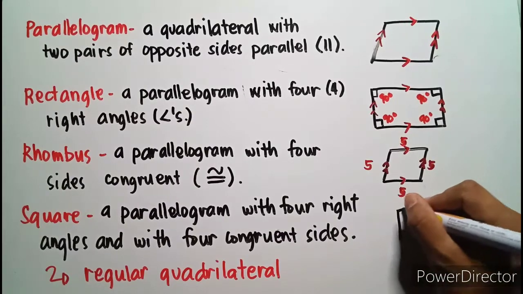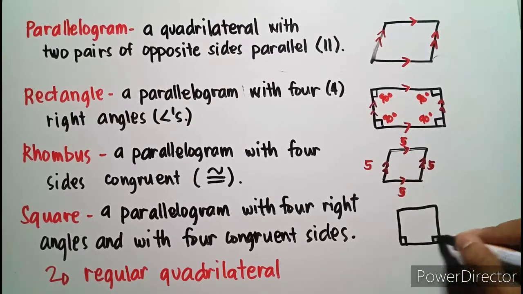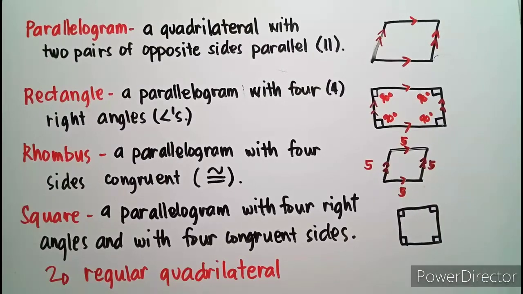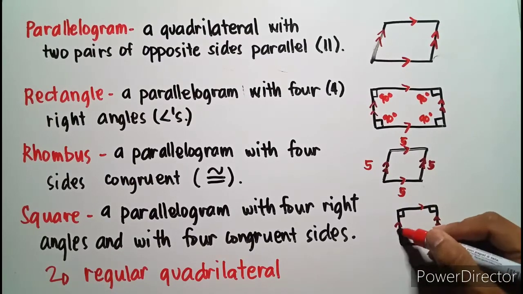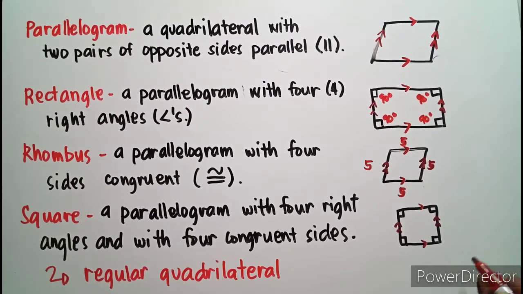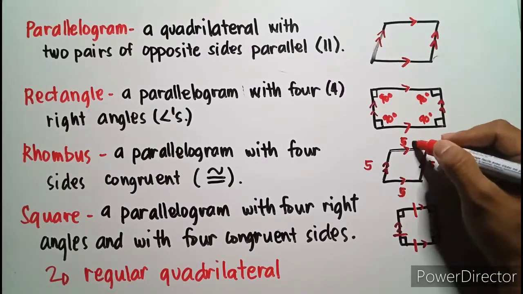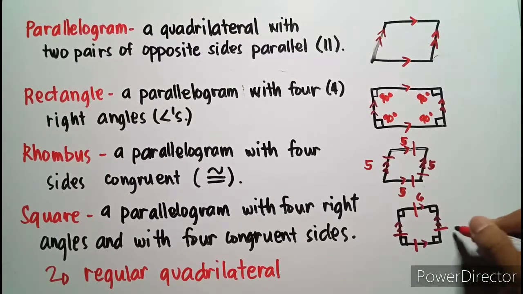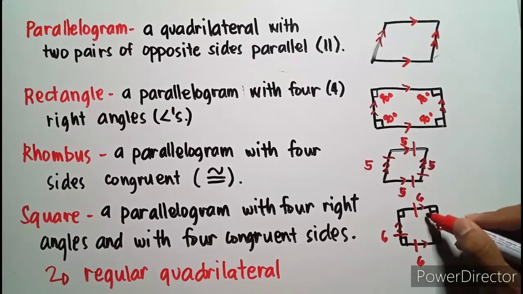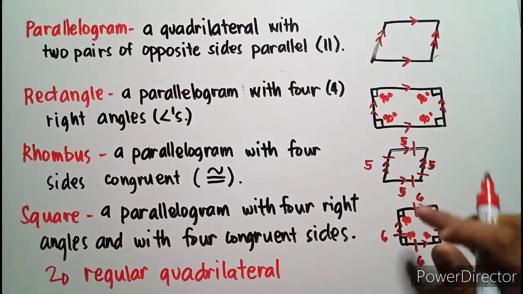Now, a square is a parallelogram with four right angles and with four congruent sides. So, ang square daw, meron siyang four right angle. Okay. Four right angle, 90, 90, 90. And aside from that, all sides are equal. So, again, this is the symbol for congruent. Sorry, sa rhombus, ganun din. Congruent. So, this is a square. May four equal sides. Halimbawa, ito ay 6, ito ay 6, ito ay 6, ito ay 6, and 90 degrees, 90 degrees, 90 degrees, 90 degrees. So, this is now your square.